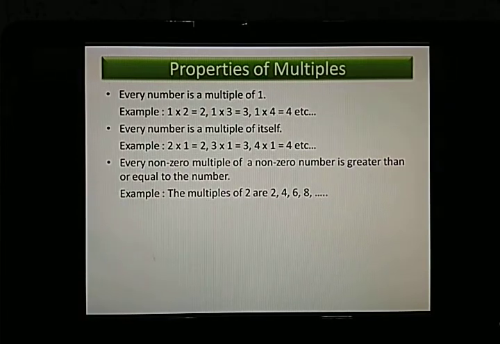It is just the opposite of factors. In factors it was the opposite case. The factors will always be less than or equal to that number, but here the multiples will always be greater than or equal to that number. It will be equal or greater.